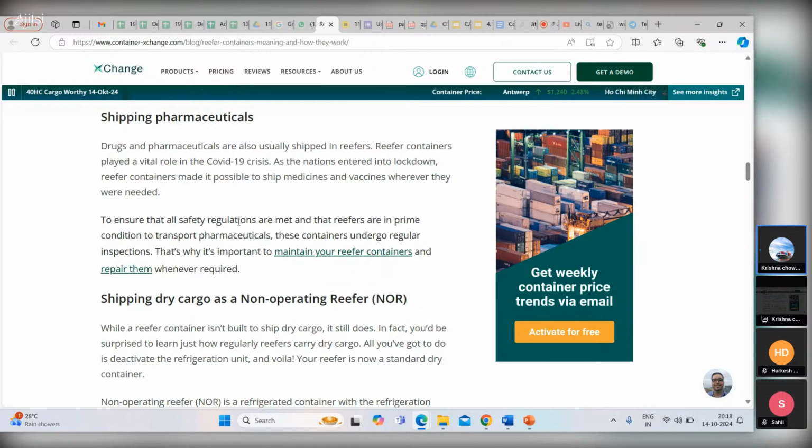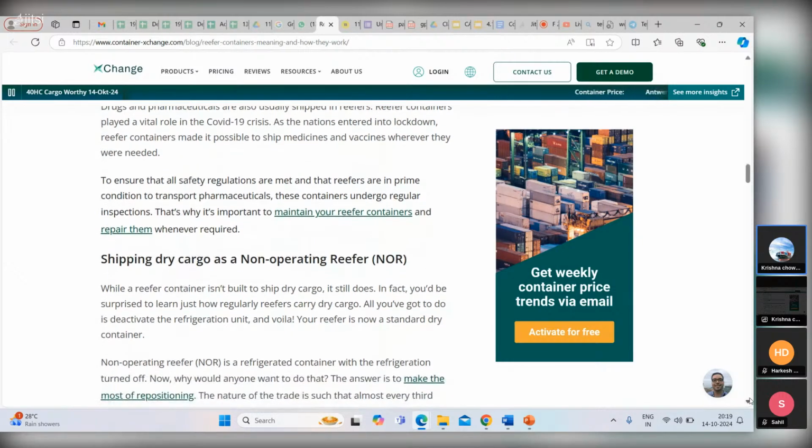To ensure that all safety regulations are met and that reefers are in prime condition, reefers are used to transport the pharmaceuticals. So the reefer should be in very good condition to transport medicines. And these containers also have to undergo inspections whenever it is due. You should take it for inspections. That is why the controls are necessary to maintain a reefer container, and to repair it whenever required, because the most important thing is you should do this.